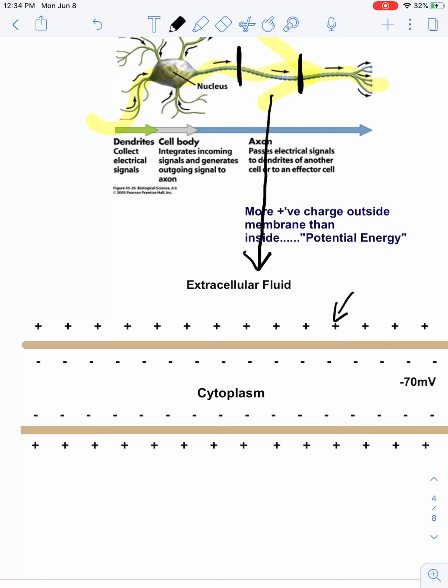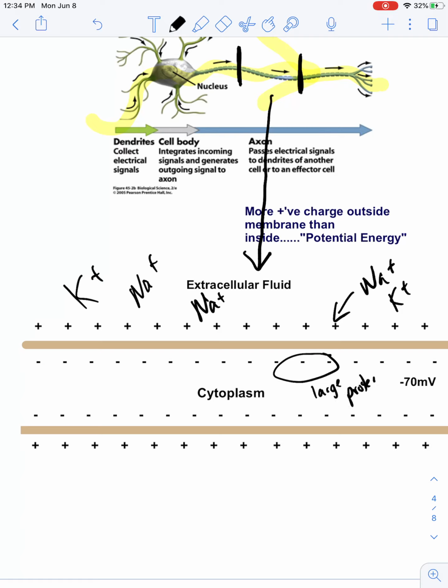So where are all these positives? These are all your sodium ions that are on the outside. Okay, we also have some potassium ions on the outside. And this negative on the inside is large proteins that are charged negatively. And of course, the concentration on the outside is, so this statement right here, there's more positive charge outside the membrane than inside. Hence, we have potential energy.